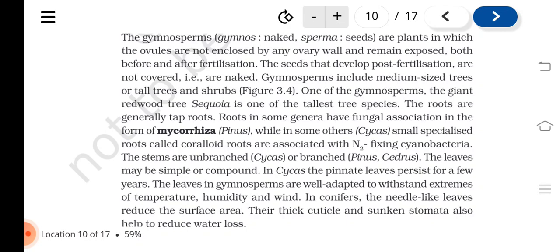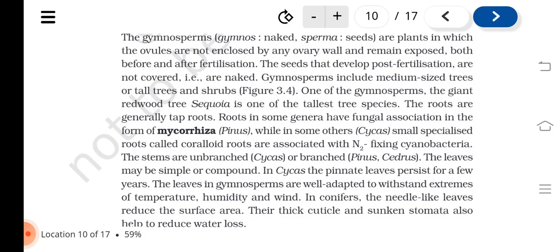The roots are generally tap roots. Roots in some genera have fungal association in the form of mycorrhiza (Pinus), while in some others (Cycas), small specialized roots called coralloid roots are associated with nitrogen-fixing cyanobacteria. The stems are unbranched (Cycas) or branched (Pinus, Cedrus). The leaves may be simple or compound. In Cycas, the pinnate leaves persist for a few years.